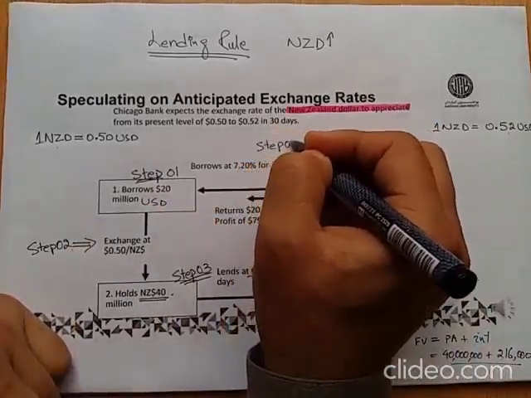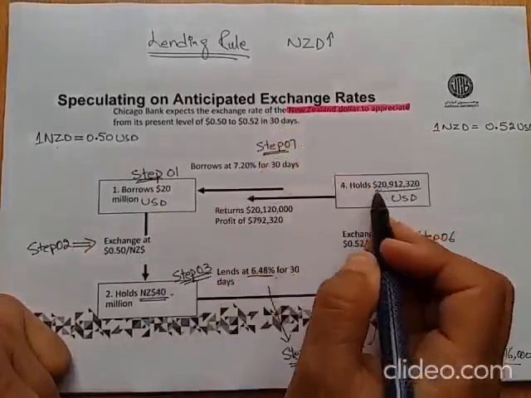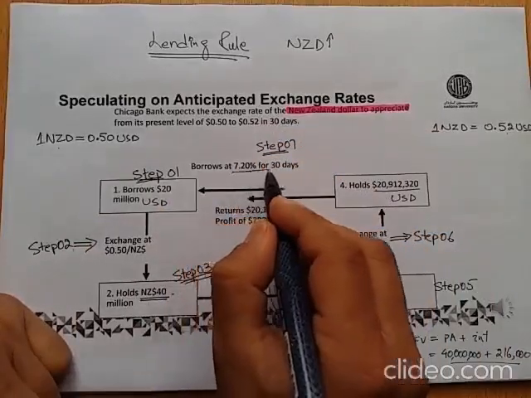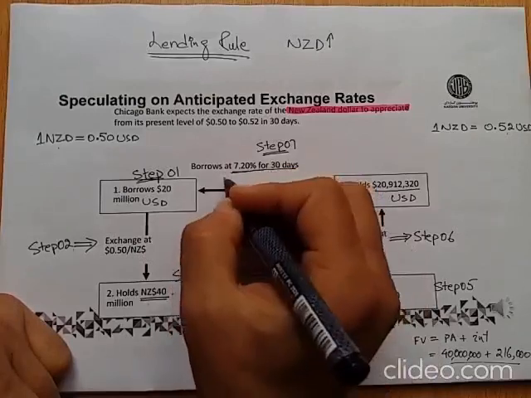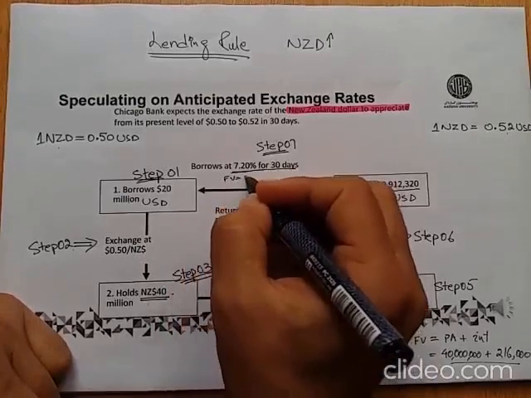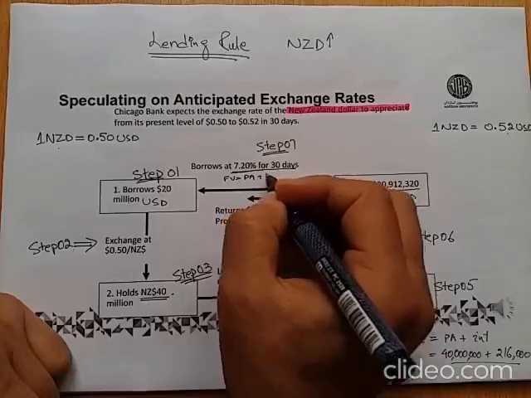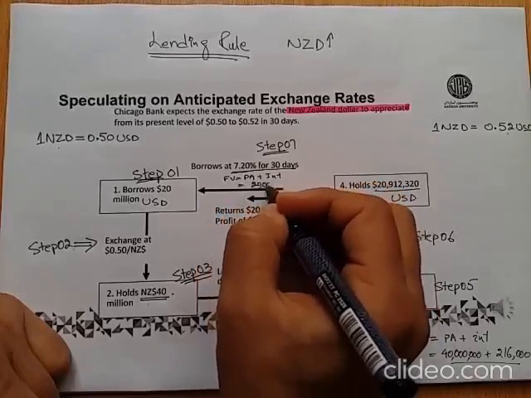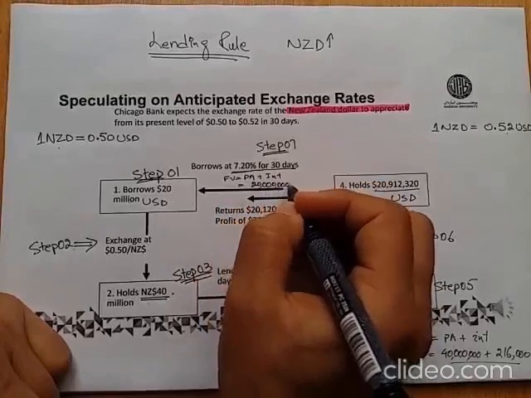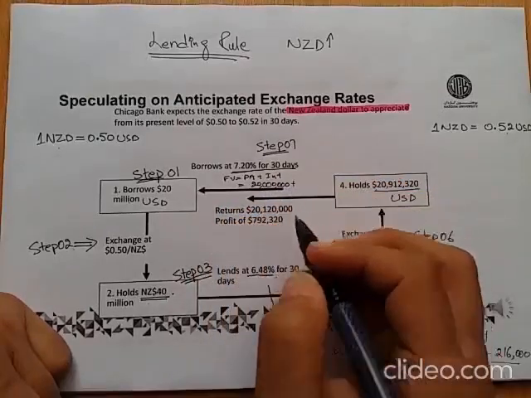In step number 7, I will take this money and return the loan in 30 days with 7.20% interest. So this would again be the future value equal to the principal amount plus the interest amount. We took a loan of 20 million dollars from Chicago Bank, plus extra money.